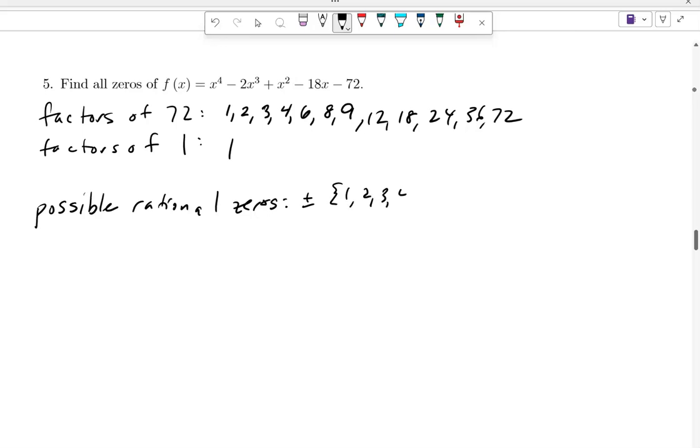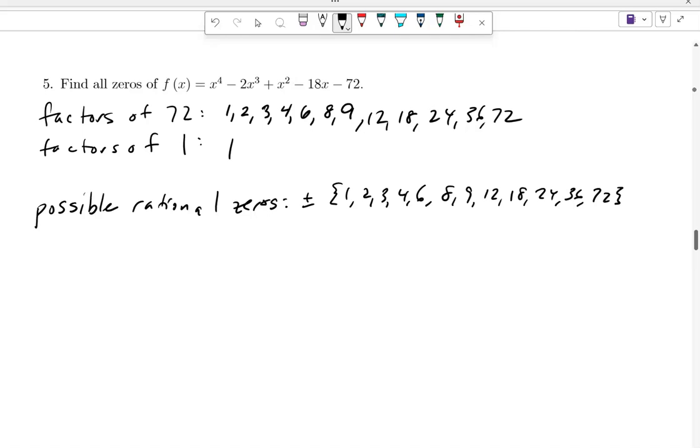1, 2, 3, 4, 6, 8, 9, 12, 18, 24, 36, 72. That's a lot of numbers. Phew. I would not want to check all of those, right? It looks like there's 12 times 2 because you have to do the plus or the minus.